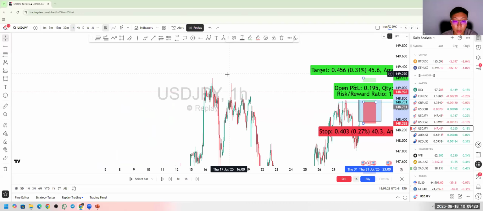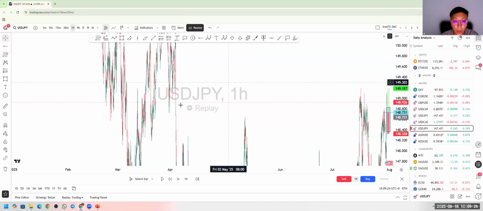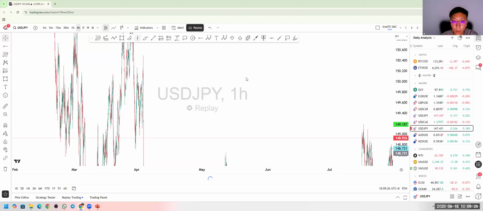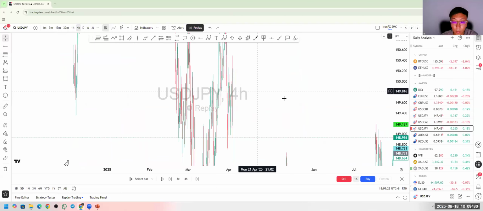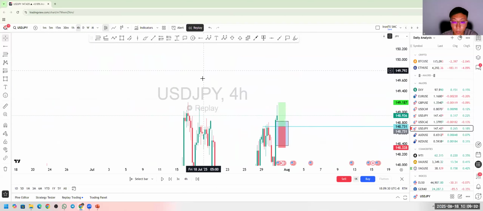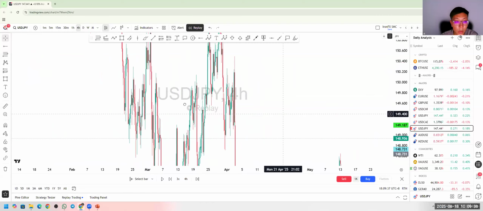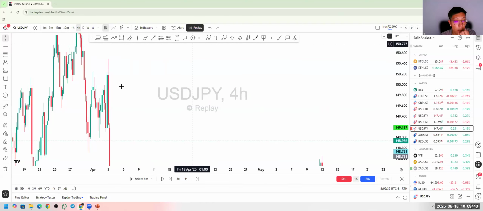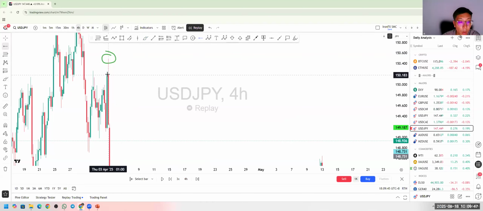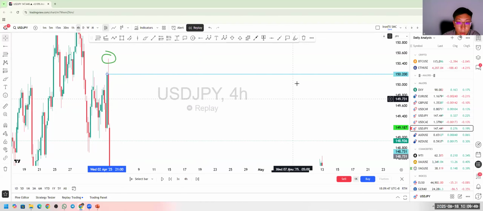Then what about your target? Eventually your target will be this high over here, which is your liquidity point. But I would take profit at the body of the candle.